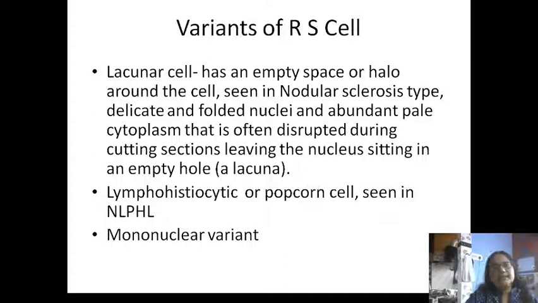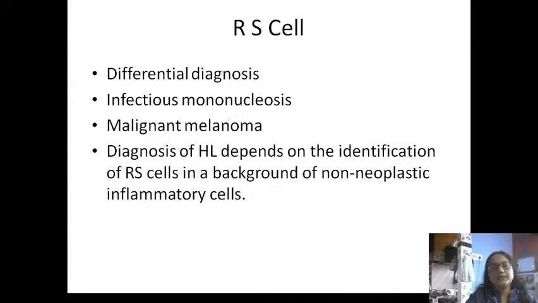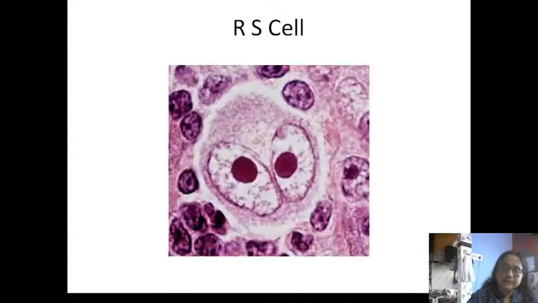Popcorn cells are seen in the nodular lymphocyte predominant type of non-classical Hodgkin's lymphoma, and then there is the mononuclear variant. Now this Reed-Sternberg cell can be present in some other conditions also, like infectious mononucleosis and malignant lymphoma. So we have to differentiate them by the point that in case of Hodgkin's lymphoma, we will get these RS cells in a background of non-neoplastic inflammatory cells.